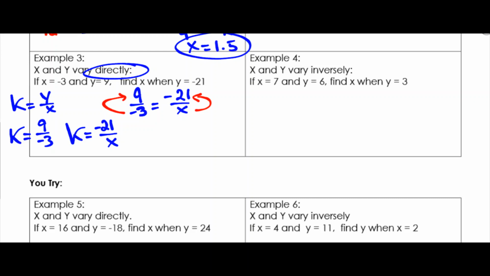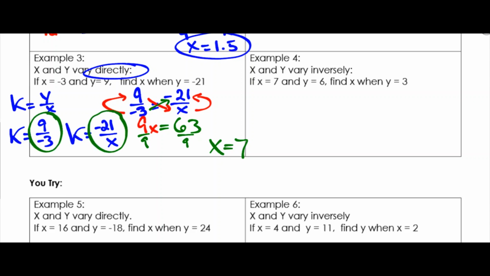I'm going to solve this the right way. I'm going to use a proportion, so I'm going to cross multiply 9 times x, and cross multiply again. That's 63. That's negative 3 times negative 21. And then I divide away that 9. And so x is 7. And again, you can always check this using your original equation here. That and that, they have to be the same. 9 divided by negative 3, that's negative 3. And negative 21 divided by 7 is also negative 3.